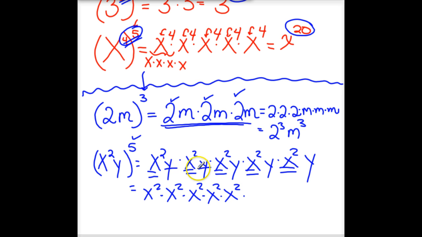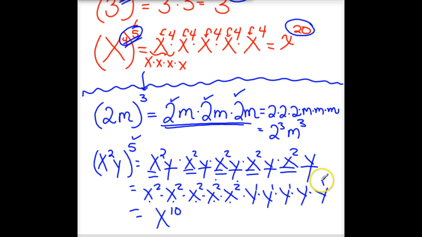I've got y written 5 times. Y. Because I said so. Then I'm going to either revert back to my original property that said when you multiply, you add the exponents, or I could even write out 2 x's, 2 x's, 2 x's, 2 x's, 2 x's 5 times. In doing so, either way, I get x to the 10th. I have 1, 2, 3, 4, 5 y's.